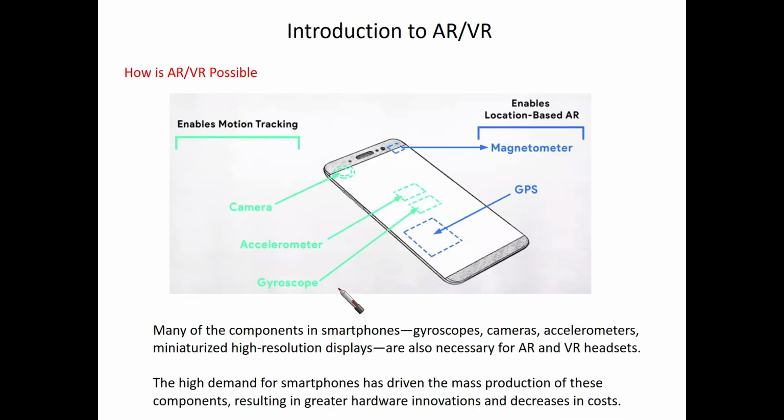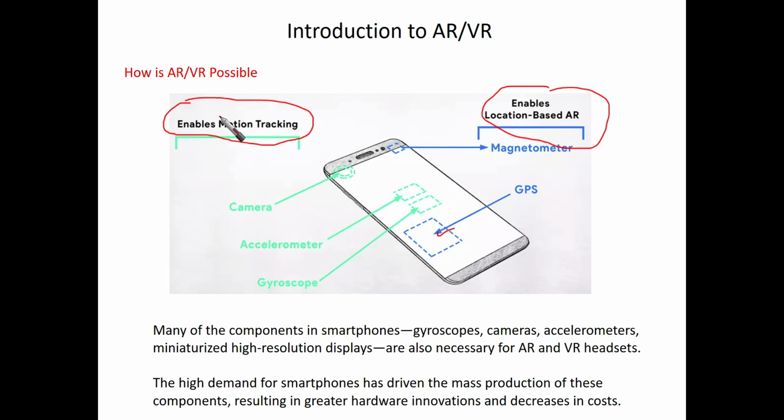So this AR VR concept came long back, but recently it has become booming and is a very emerging market. The reason is the smartphone. In today's smartphone, we have a camera, accelerometer, and gyroscope. These are basically your motion tracking, right? And then you also have a magnetometer and GPS. This enables identifying the location.